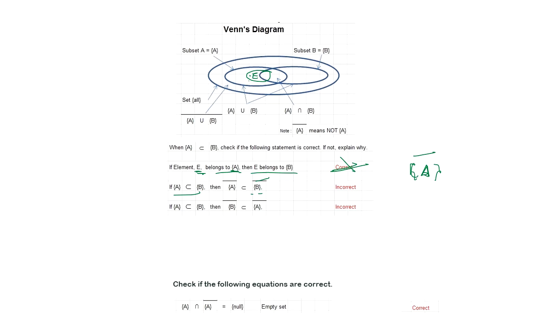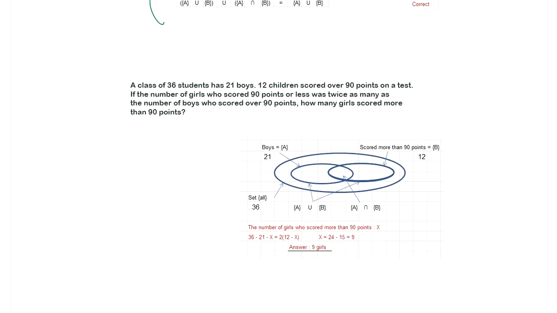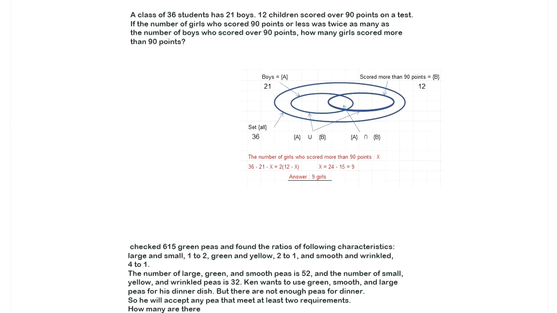for the set A, if you put the bar, that means everything else other than this group. Okay, so this is incorrect. Check if the following equations are correct. Okay, here's a practice. Go ahead and stop the video and verify, see if the answer is correct. Sometimes the answer is incorrect, so you have to pay attention.